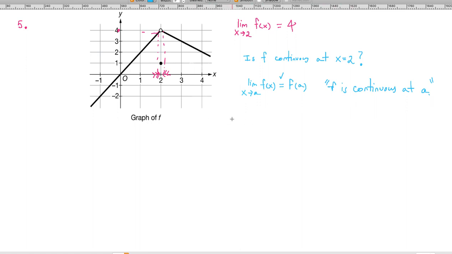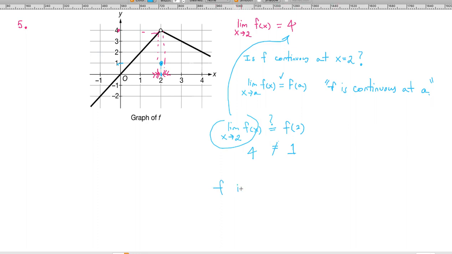So let's see. Is it true? We just determined the limit as x goes to 2, because I'm trying to determine continuity at 2, of f of x. Is it equal to f of 2? Well, let's see. The left-hand side we just determined equals 4. And then f of 2: if I look at f of 2 and go up, I see that the filled-in dot is at 1, and I have that 4 equals 1. Is that true? No.